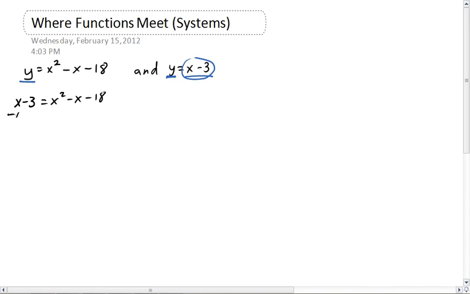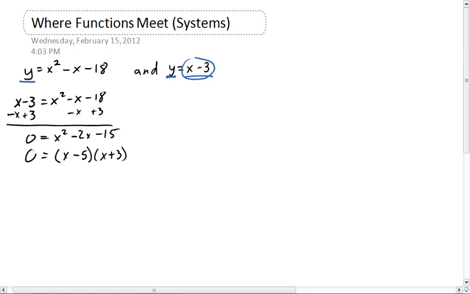We're going to subtract x and add 3 to both sides, which will give us 0 equals x squared minus 2x minus 15. Of course, this factors into x minus 5 and x plus 3. So that means x can equal 5 and negative 3. Woo, I'm done! No, you're not, Mr. Bauer. You're not done yet. Okay, so we're not done.